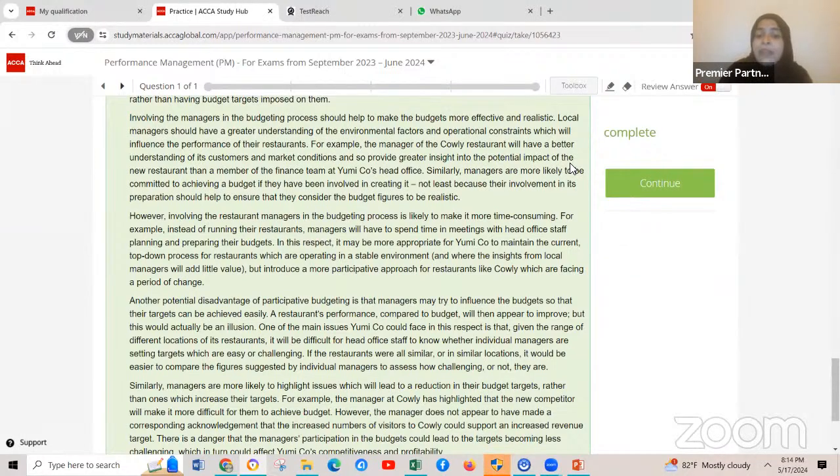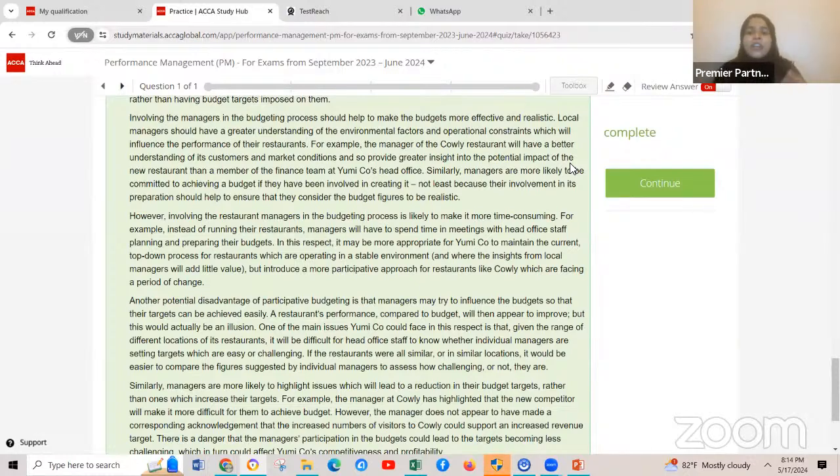In this respect, it may be appropriate for Umiko to maintain the current top-down system, which is operated in a stable environment and where the insight from the local manager may not add that much value. But introduce a more participative approach for restaurants like Kavli, which are facing a period of change.